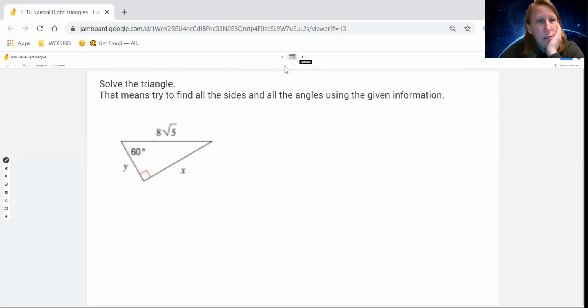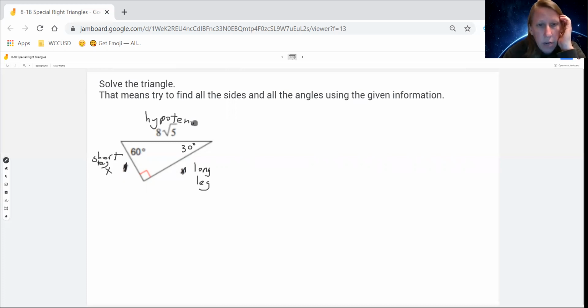All right, solve. We want to find all the sides and all the angles. Okay, I know that angle is 30, which means this is my short leg. I'm going to get rid of this marking. It means this is the long leg. This is the short leg. Always good to label. I'm a big believer in labeling. Pay attention to what you have and what you're given. This is the hypotenuse.